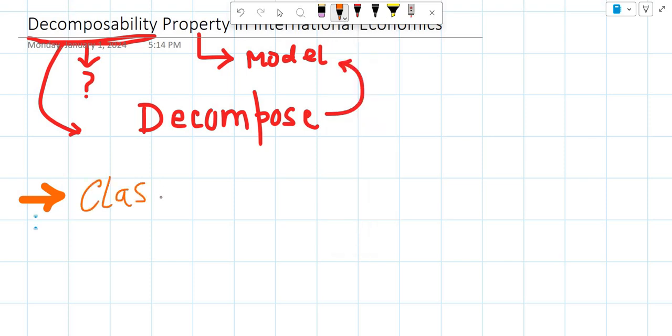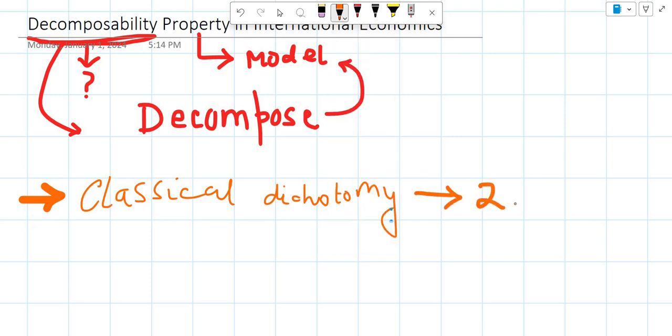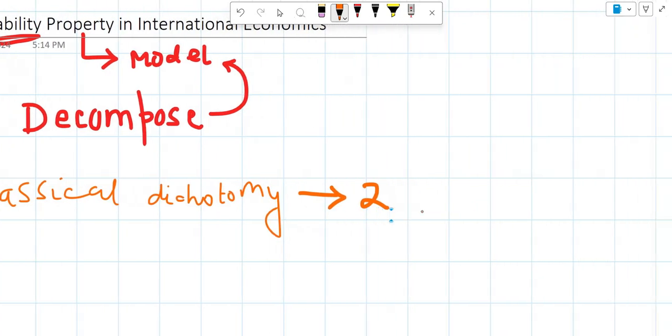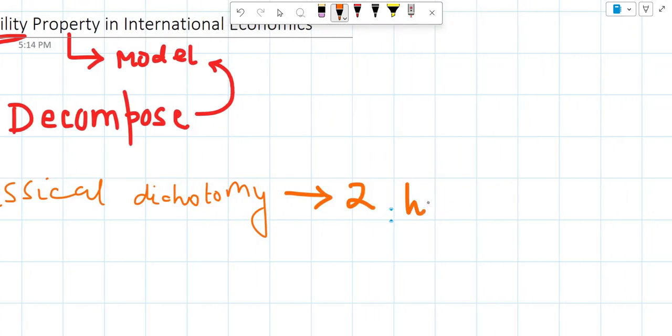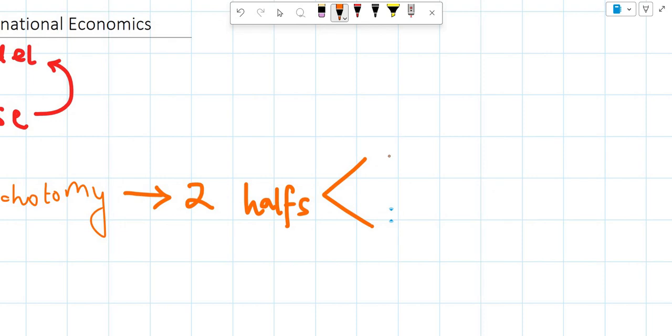If you remember what the classical dichotomy is, it is basically the idea that the economy has two sectors. Not two sectors in terms of industry or agriculture or something like that, but the economy has two halves. What are the two halves? One is the real sector and the other is the monetary or the nominal sector.